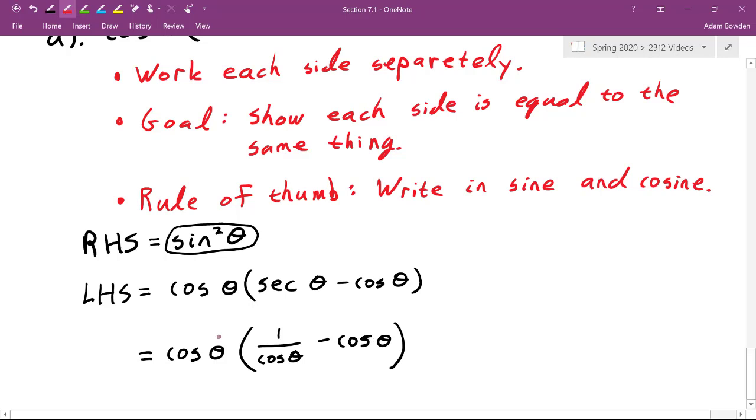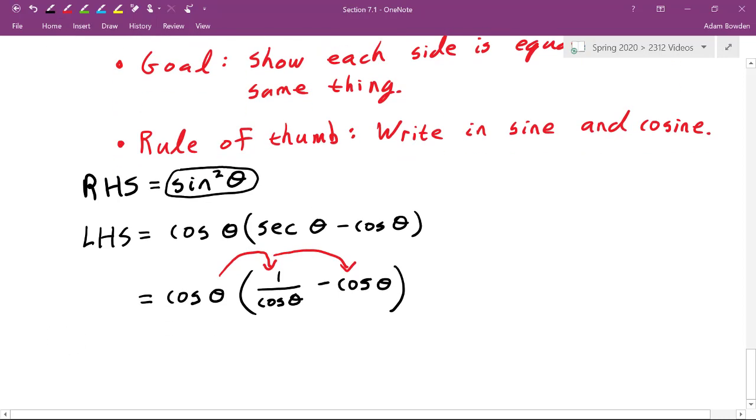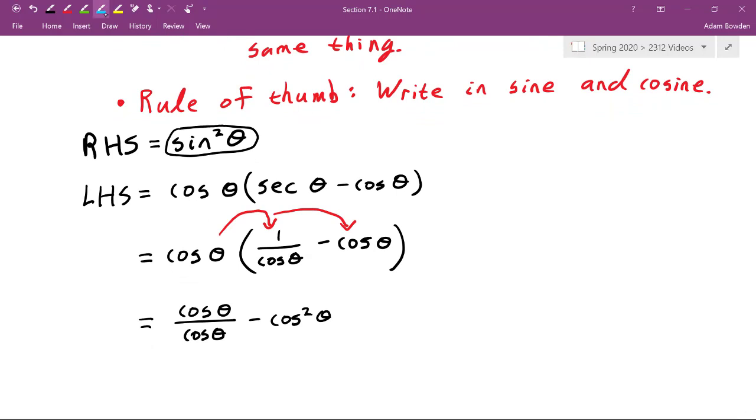Now notice that at this point we can distribute the cosine in front of the parentheses into the inside of the parentheses. When we do that, it's going to look like cosine theta over cosine theta minus cosine squared theta, which this first part is just going to simplify down to 1, so 1 minus cosine squared theta.